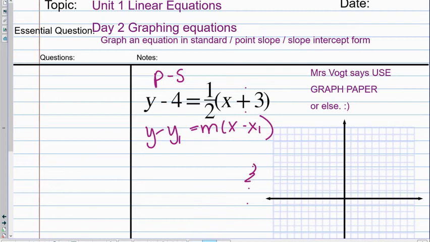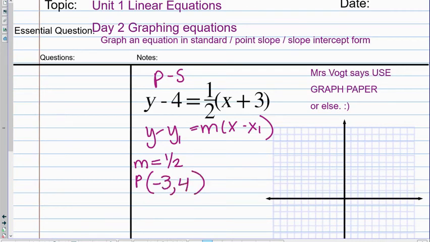My hand makes all these little dots and I don't like it, so I'm going to erase some of them. When you see this formula, it includes both a point and the slope. So the slope it includes is 1/2. That'll be up 1 over 2. And it also includes a point. And that point is -3, 4.